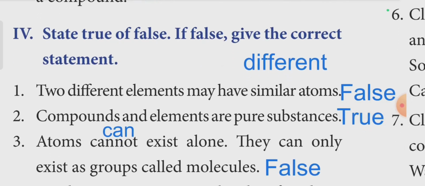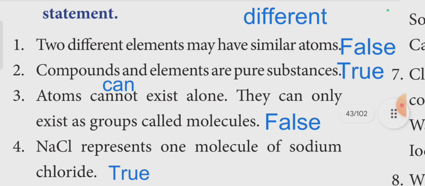Next, fourth Roman, state true or false. If false, give the correct statement. First one, two different elements may have similar atoms. Answer, false. The correct statement: two different elements may have different atoms. Compounds and elements are pure substances.